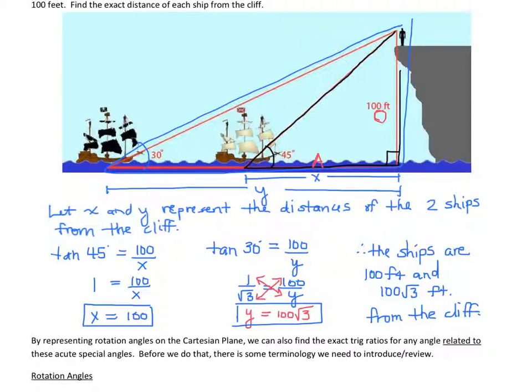Okay. Now, in the next lesson, you're going to be extending this idea of using these special angles to find the exact trig ratios for some angles that are related to the acute angles 30, 45, and 60 degrees. But before we can do that, we need to do some preliminary work here. We need to review some concepts from last year, as well as introduce a couple of new ideas to you.